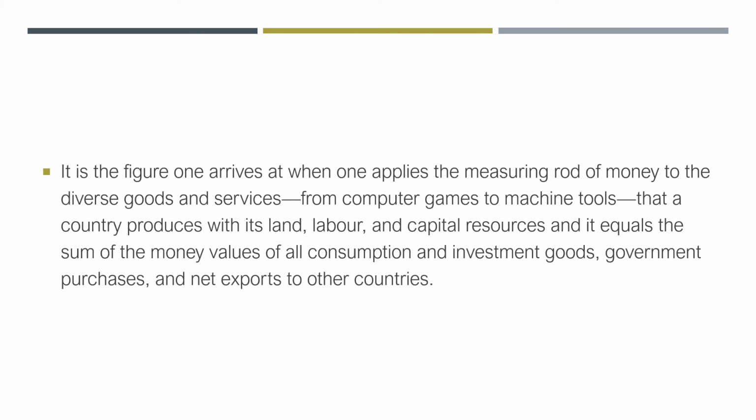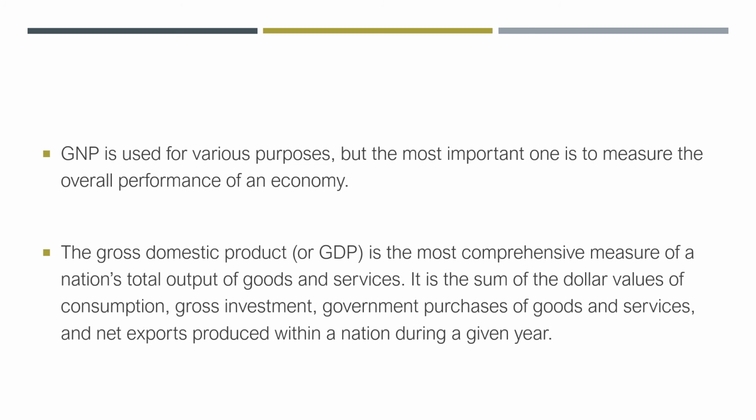Government purchases will be taken into consideration as well as net exports. GNP can be used for various purposes. That is something we have to understand. It can be used for different purposes, but the most important one is to measure the overall performance of an economy. The gross domestic product, or GDP, is considered to be a comprehensive measure of a nation's total output of goods as well as services. It is a sum of dollar values of consumption, gross investment, government purchases, and net exports, which is happening within the nation during a given year.